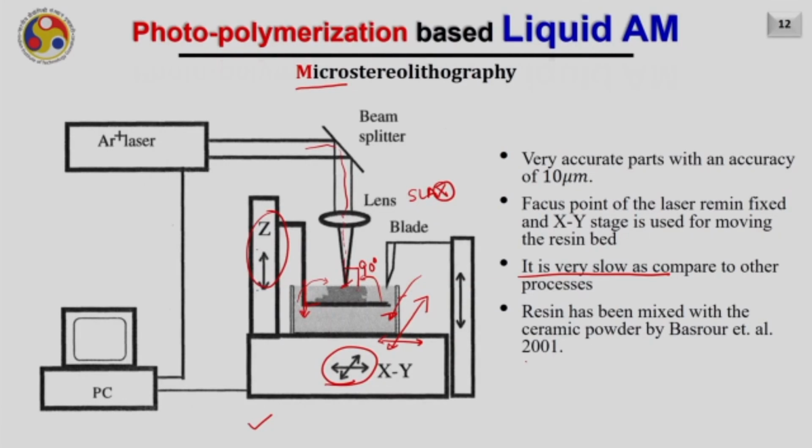Here, in the work of Besserer et al. in 2001, the resin was mixed with the ceramic powder and then they were able to produce the parts out of it. However, this system is not really very popular. I am showing it just for the sake of completion of our classification so that you can have an idea what will happen if we have the flying liquid bed. Means the liquid bed itself is moving. You will get a good accuracy, but you will not be having a very good production rate in this case.